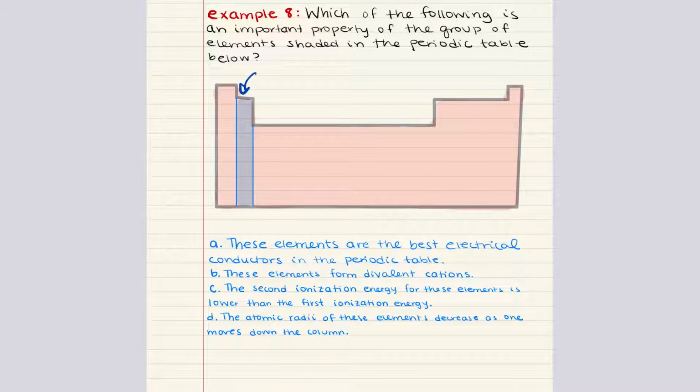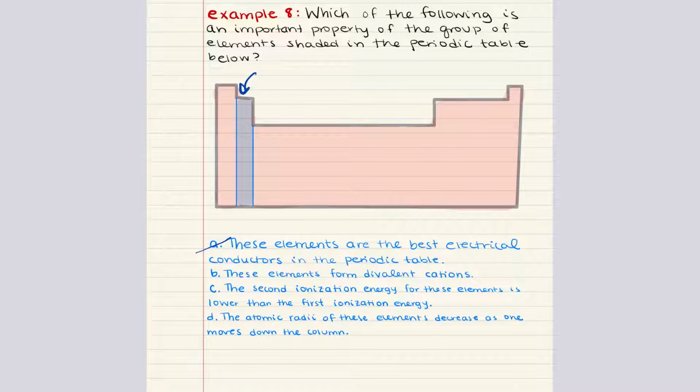So answer choice A says these elements are the best electrical conductors in the periodic table. While alkaline earth metals do in fact conduct electricity, they are not the best conductors. The best electrical conductors are actually found in group 11. They include copper, silver, and gold. So that's an important thing to keep in mind. All right, they're not even as effective as the alkali metals. So with that being said, we can go ahead and eliminate answer choice A.